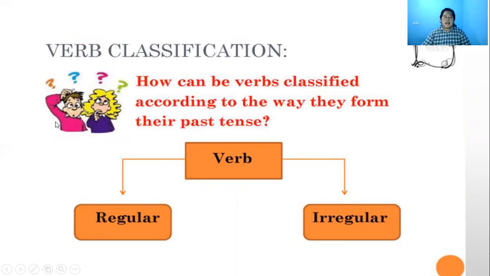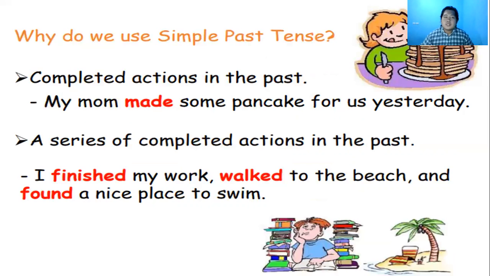Now, let us talk about how verbs can be classified according to the way they form their past tense. So again, what is a verb? A verb is an action word. It is a word that shows action. It is a word that depicts action. Okay? So, again, please take note of these highlighted words. We have here made, finished, walked, found.